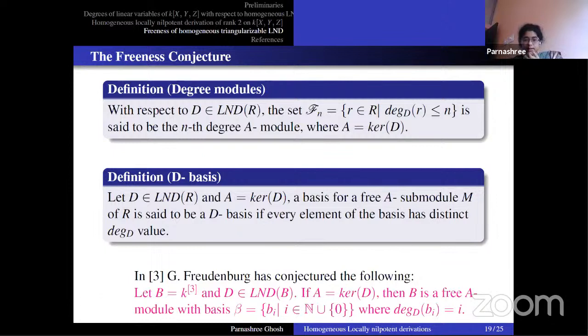Now I state the freeness conjecture of Freudenburg: let B be the polynomial ring in 3 variables, and D a locally nilpotent derivation on B. If A is the kernel of D, then B is a free A-module having a basis of this form. If you see, this basis is basically a D-basis. Okay.